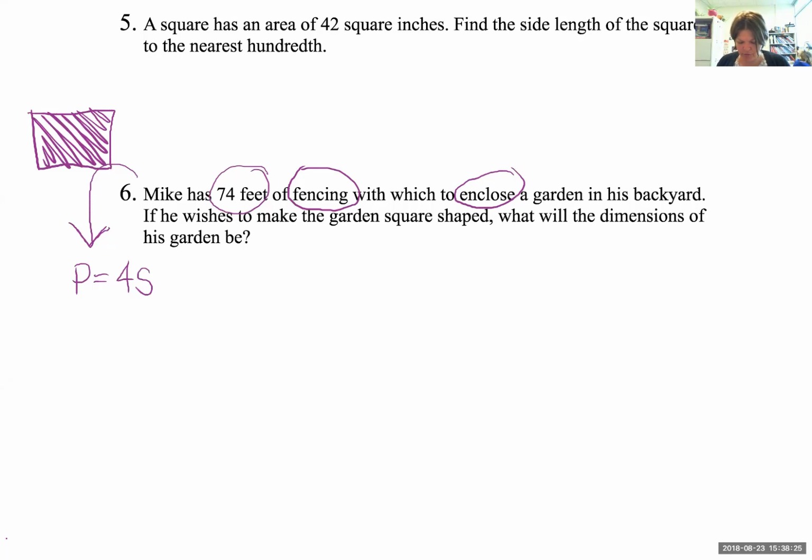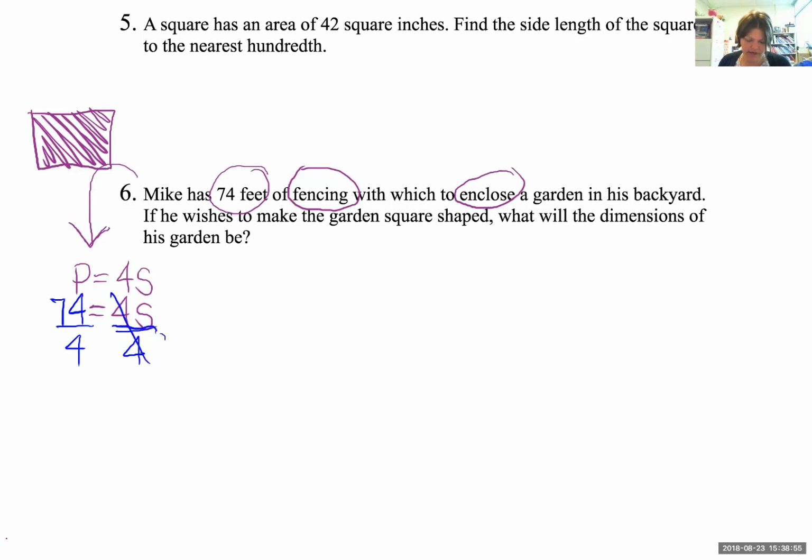We'll plug in what we know. So what do we know? 74. Is that the perimeter or the side length? The perimeter. That's the perimeter because that's how much fencing we have to go all the way around. And that, of course, is equal to 4S. And now, to solve this, I would do what? Divide by 4. Exactly. I want that S to be isolated. That means solving for S means getting it alone. So I take away that 4 by division.